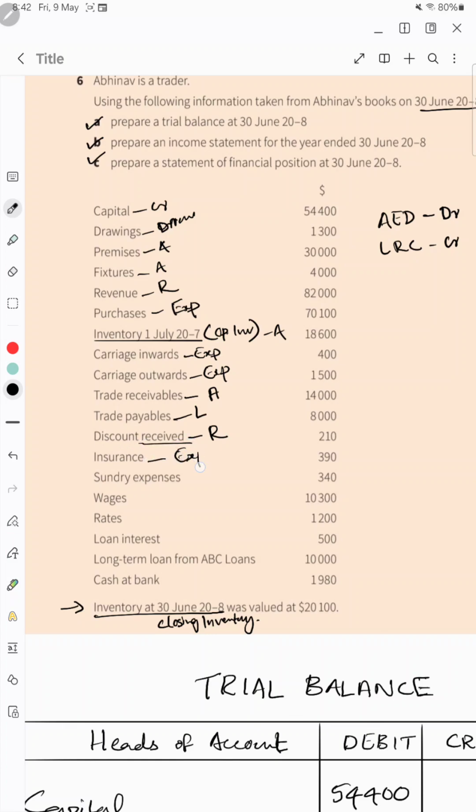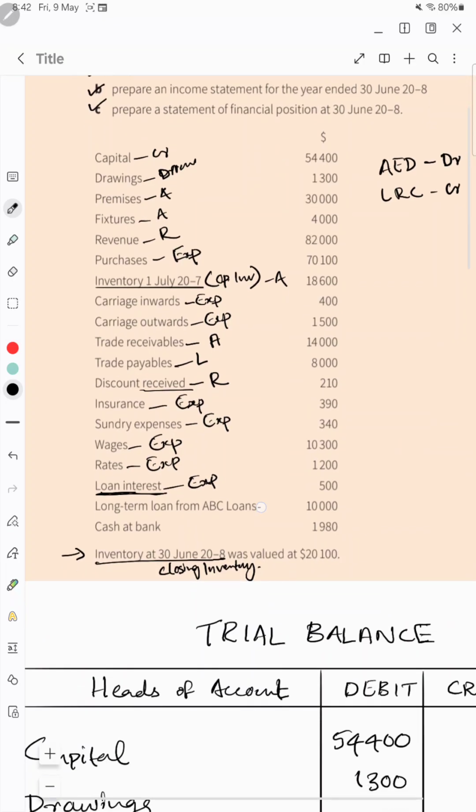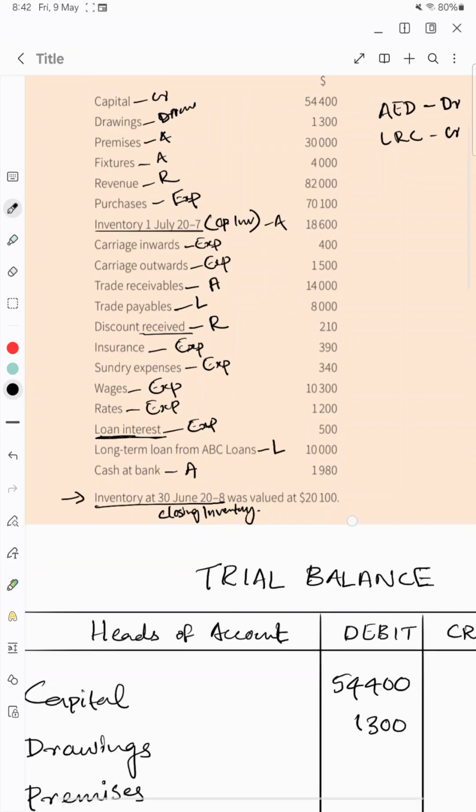Insurance paid is an expense, sundry expense also an expense, wages is an expense, rates an expense, loan interest is an expense. It's a finance expense, a little bit different from the other expenses. Long-term loan is a liability, cash at bank is an asset. So these are the items which are given. Now we need to put all these items in our trial balance.